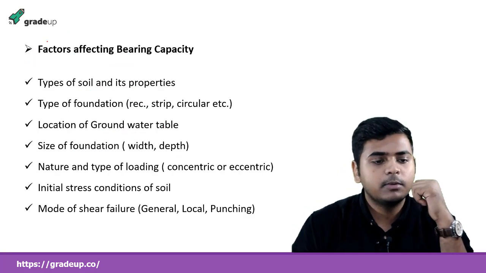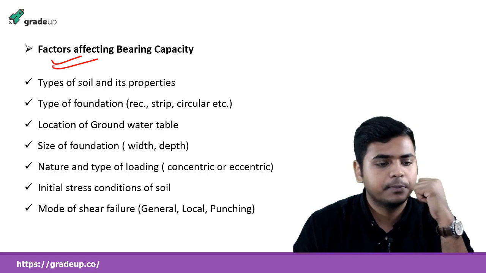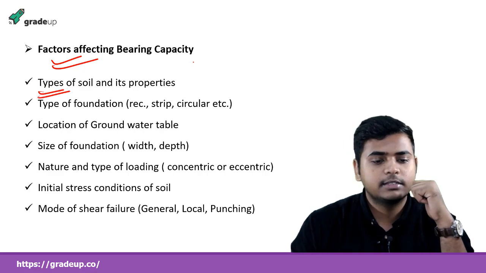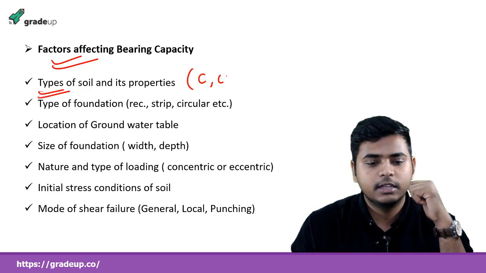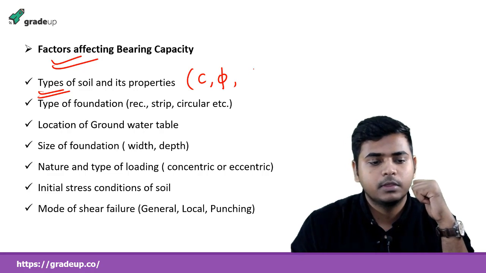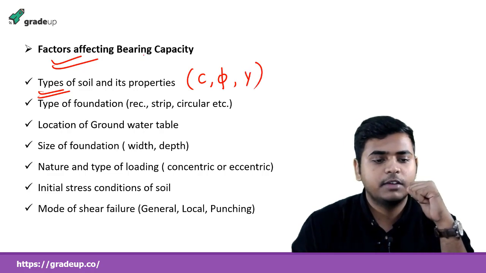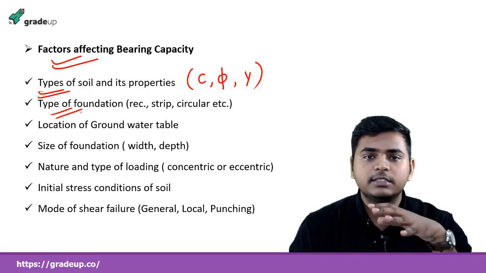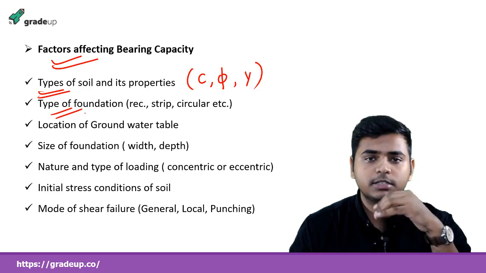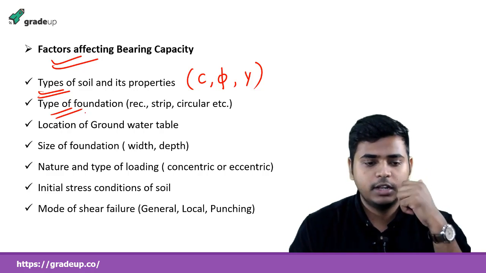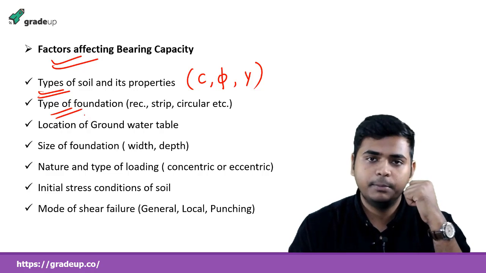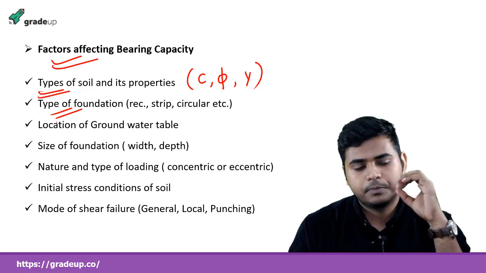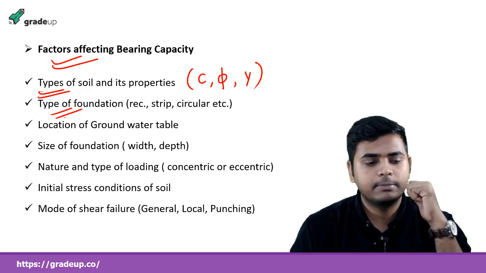Now let's take a look at some of the factors which affect the bearing capacity. The first factor is the type of soil and its properties, that is the cohesion, the angle of internal friction, and the unit weight of soil. All these factors will affect the bearing capacity. The second is the type of foundation, that is whether it is a rectangular, strip, circular or square foundation. We have different formulas for finding the bearing capacity, so it will depend on the dimensions as well as the type of foundation.